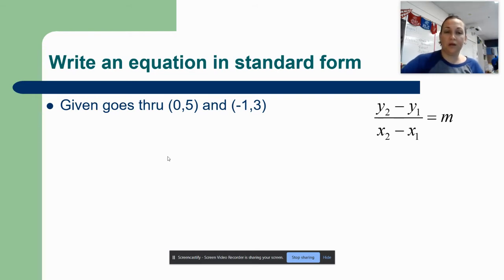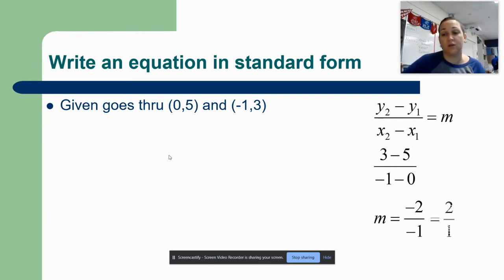So we will plug in our ordered pairs, y2 minus y1 over x2 minus x1. So in this problem, that's 3 minus 5 over -1 minus 0. For my slope, I get -2 over -1. I can simplify that a little bit. When you have that double negative, that does cancel out to become a positive slope. So I am going to rewrite my slope as just 2 over 1 instead of a negative and another negative.